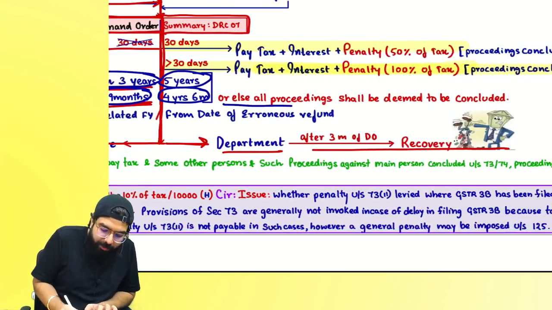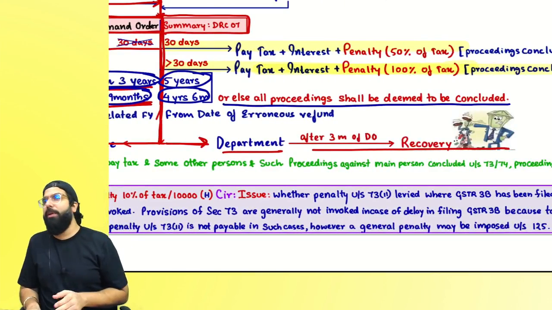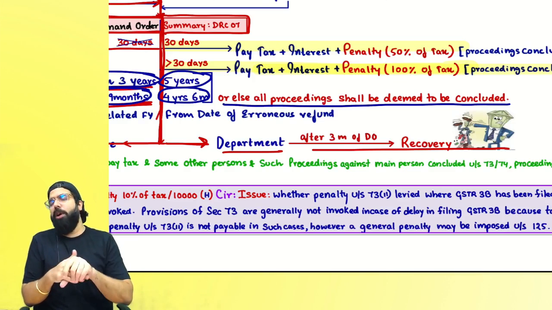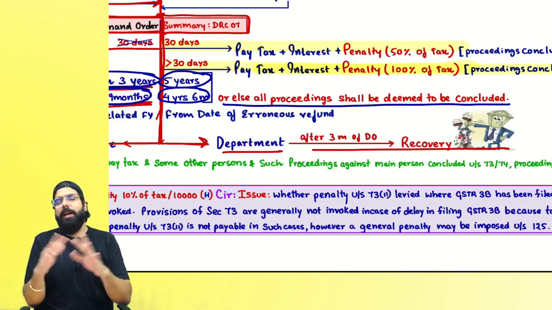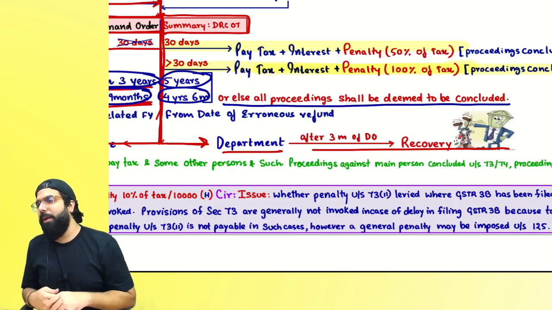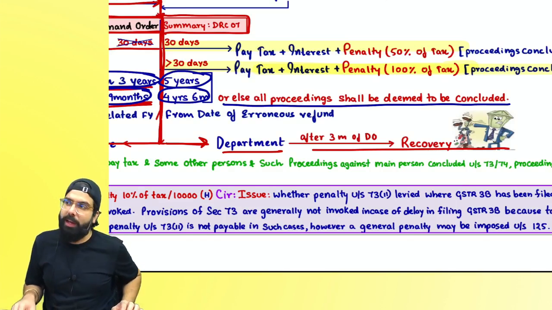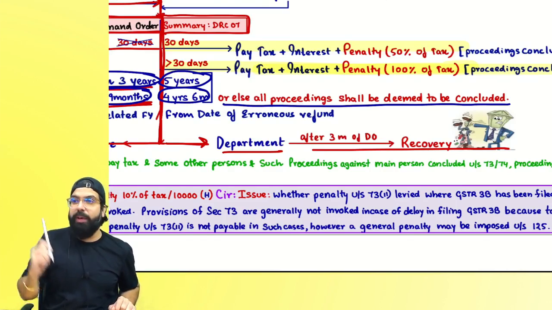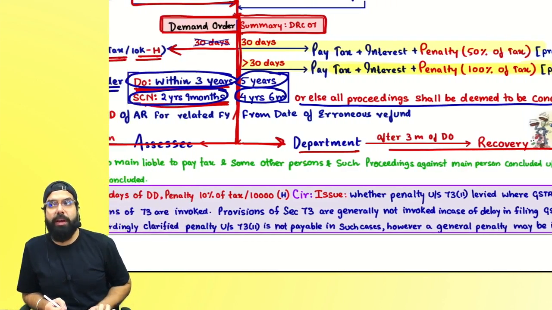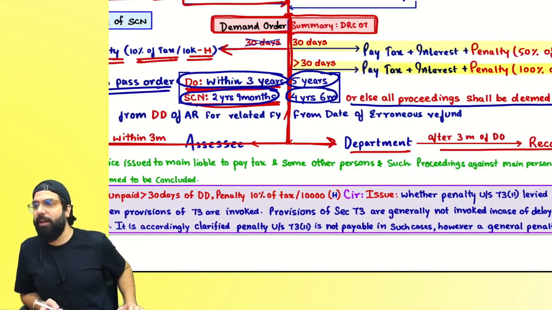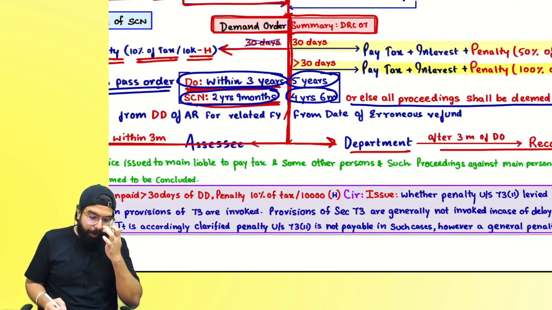If the demand order and show cause notice are not given within the time limit, always remember one thing: if they have not passed the demand order within 3 years, or within 5 years, then the show cause notice and demand order for that year can't be given now. All the proceedings are deemed to be concluded. Always remember these time limits are very, very important for your exam. If the show cause notice and demand order are not given within time and they are still given to you, you can challenge the show cause notice and the demand order, right everyone?